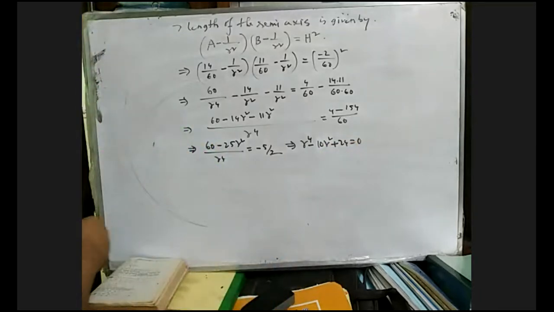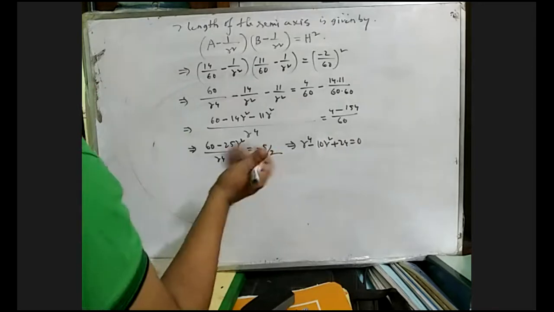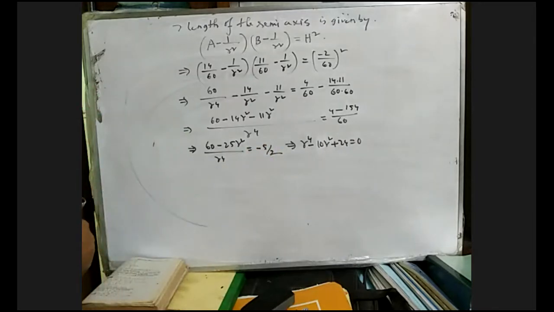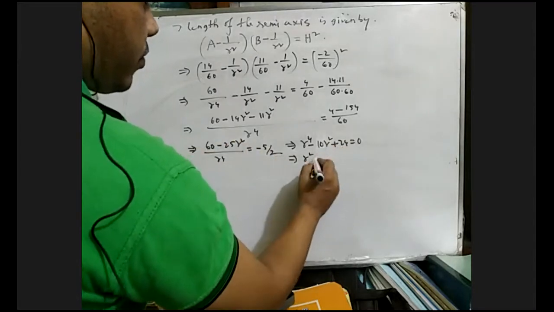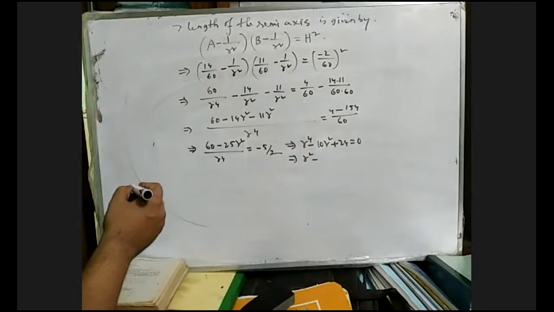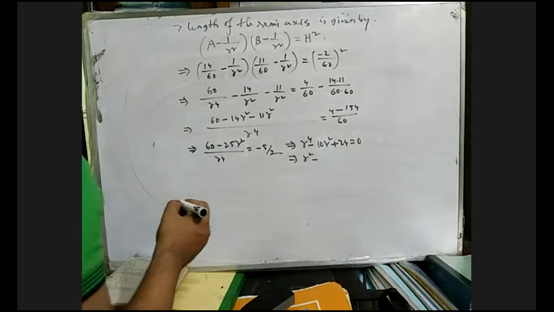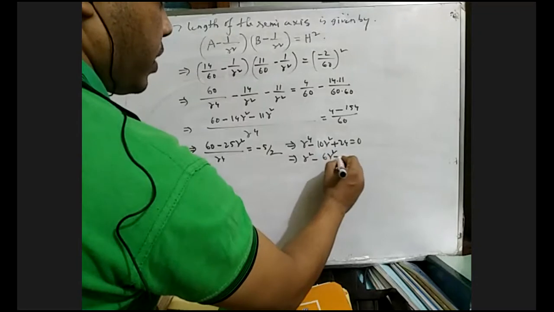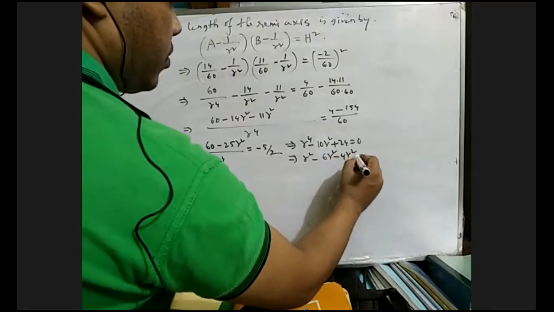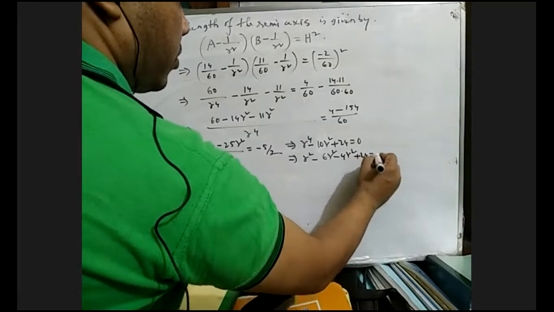Actually this is a quadratic in r square. So we can apply the formula of the quadratic equation, or we can also use the easier method, the factorization method, middle term factor. So using middle term factor, we can write r to the power 4 minus 6 r square minus 4 r square plus 24 equals 0.